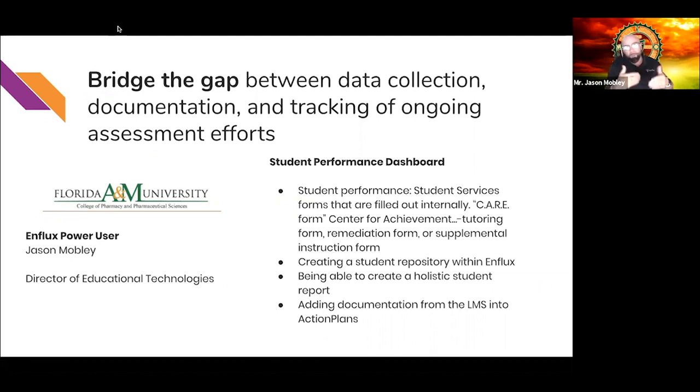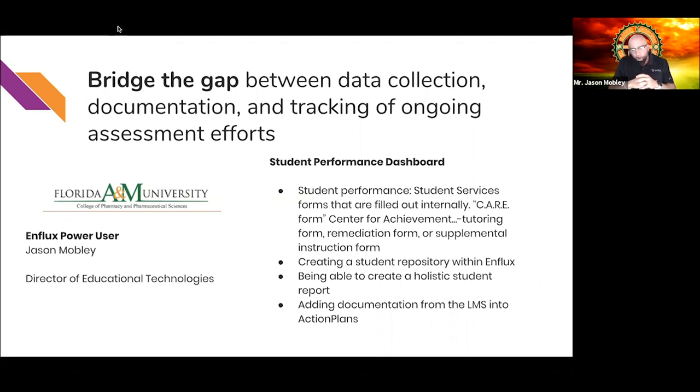So we started talking amongst ourselves and saying, what could we attach and what makes the most sense? First and foremost, if a student needs to be tutored before the next exam, we have a CARE program, which is a local program that we have to tutor our students. There's a form that would be required to be filled out. So we would fill out that form and attach that to the action plan. Also, the student might need to be remediated. So we have a remediation policy. We would attach that policy as well so that it would be included in that action plan. Or if the student needs supplemental instruction, there's a separate form for that. So those are three things that we would put on the student performance action plan.